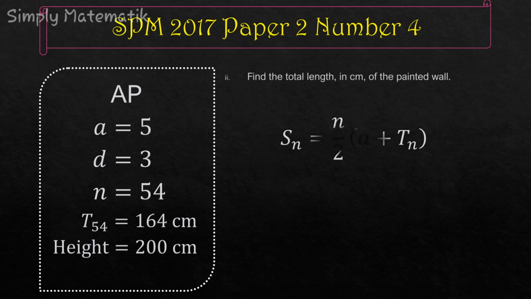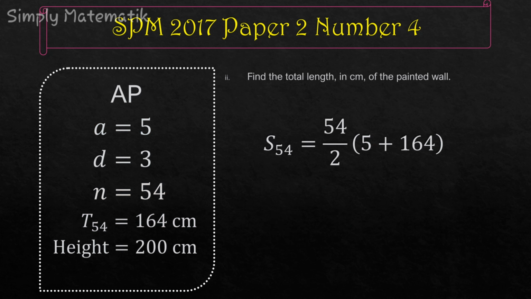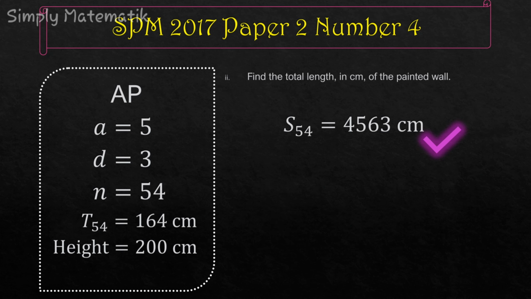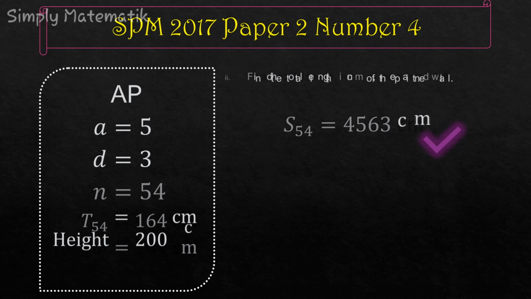Next, to find the total length, we can use the formula Sn equals n over 2 times A plus Tn, where n is 54, A is 5 and T54 is 164. So just substitute the values. 54 divided by 2 is 27. 5 plus 164 is 169 times 27. So the total length of that wall is 4,563 centimeters.